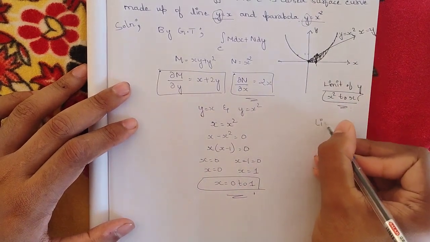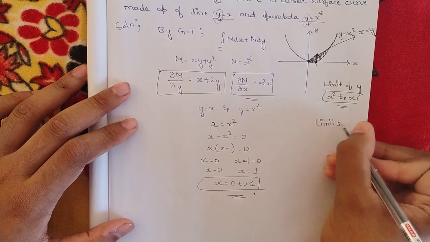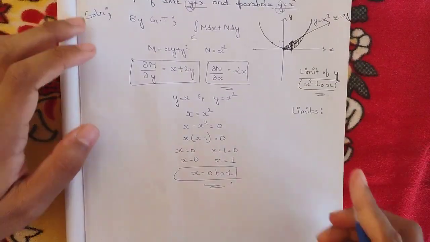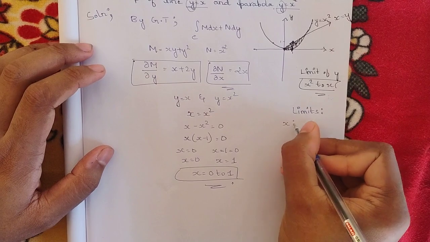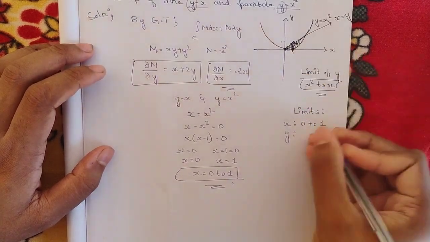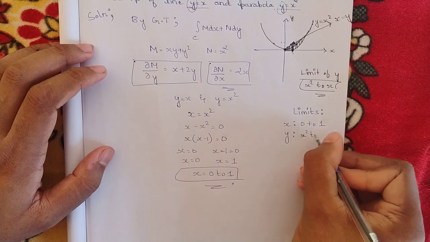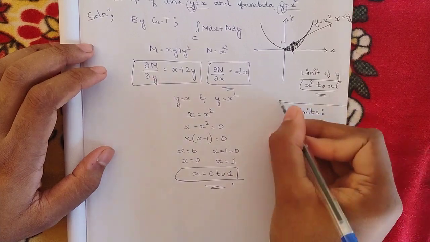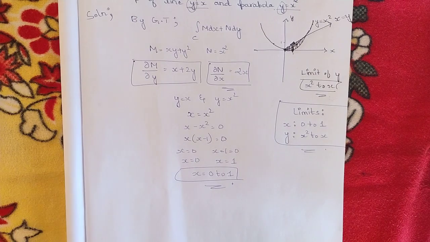So the limits are, I am writing it here again, limits. These limits play a vital role. For x, the limit is from 0 to 1, and for y, from the graph, the limit is from x square to x. Okay, so hope it is clear.